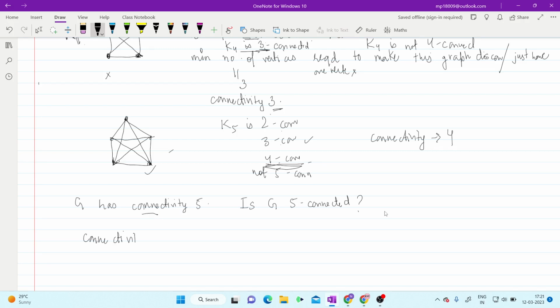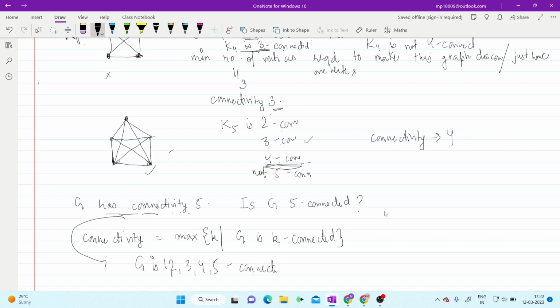Connectivity means the maximum K such that G is K connected. So G has connectivity 5. That means 5 is the maximum. Therefore G is 1, 2, 3, 4, 5 connected, but G is not 6 connected.